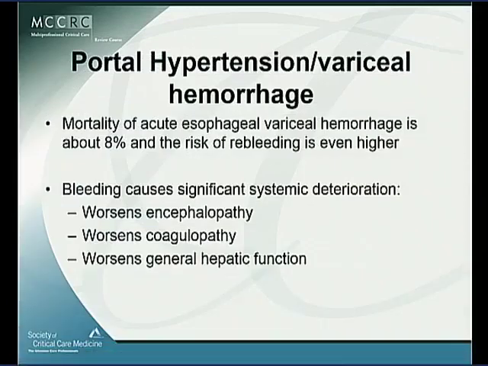The mortality from an acute bleed from this is certainly much higher than from all the other bleeding causes we've discussed, and certainly with every subsequent bleed, your risk goes even worse. In addition, or as a result, or the etiology of that, every subsequent bleed significantly impairs your liver function, encephalopathy worse, coagulopathy worse, and just general liver function gets worse, and so you end up in a spiral unless you treat it.